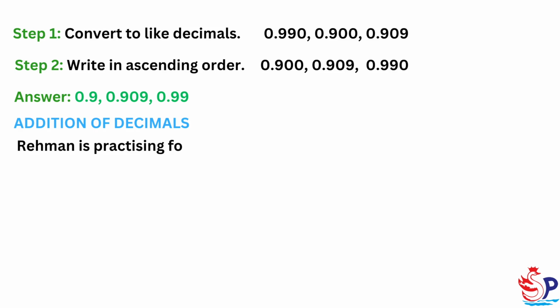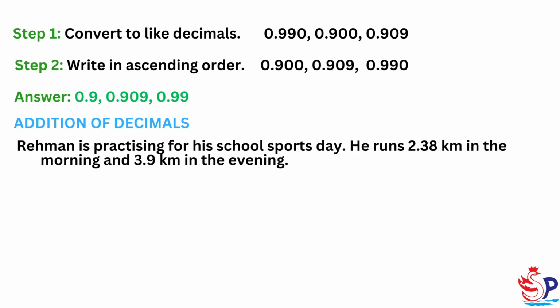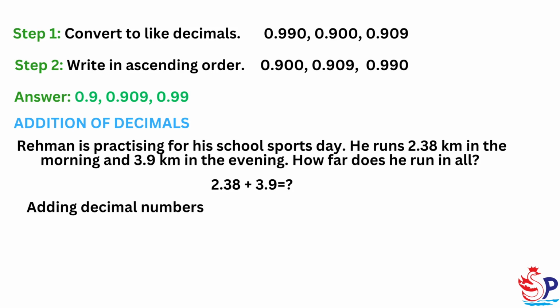Addition of decimals. Rahman is practicing for his school sports day. He runs 2.38 kilometers in the morning and 3.9 kilometers in the evening. How far does he run in all? 2.38 plus 3.9 equals? Adding decimal numbers is just like adding whole numbers.